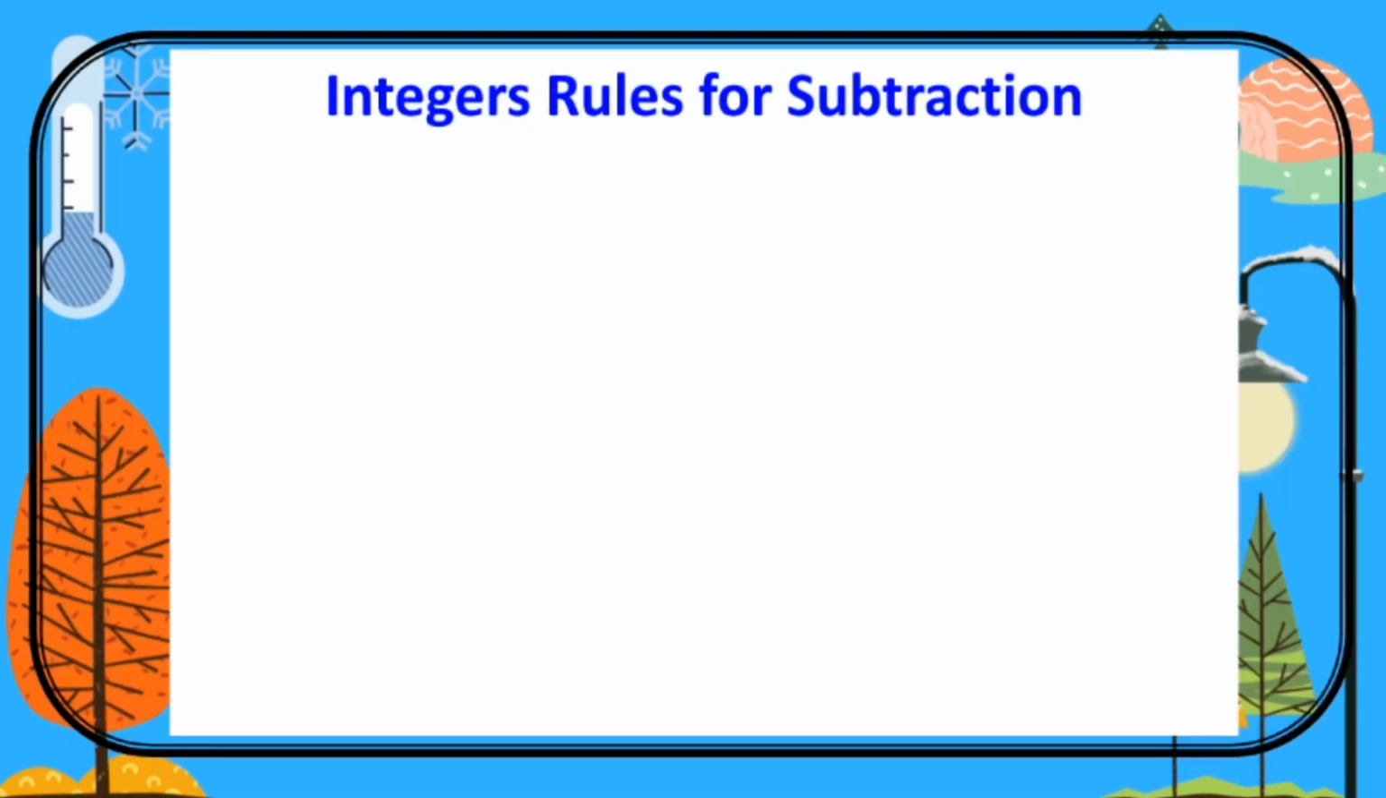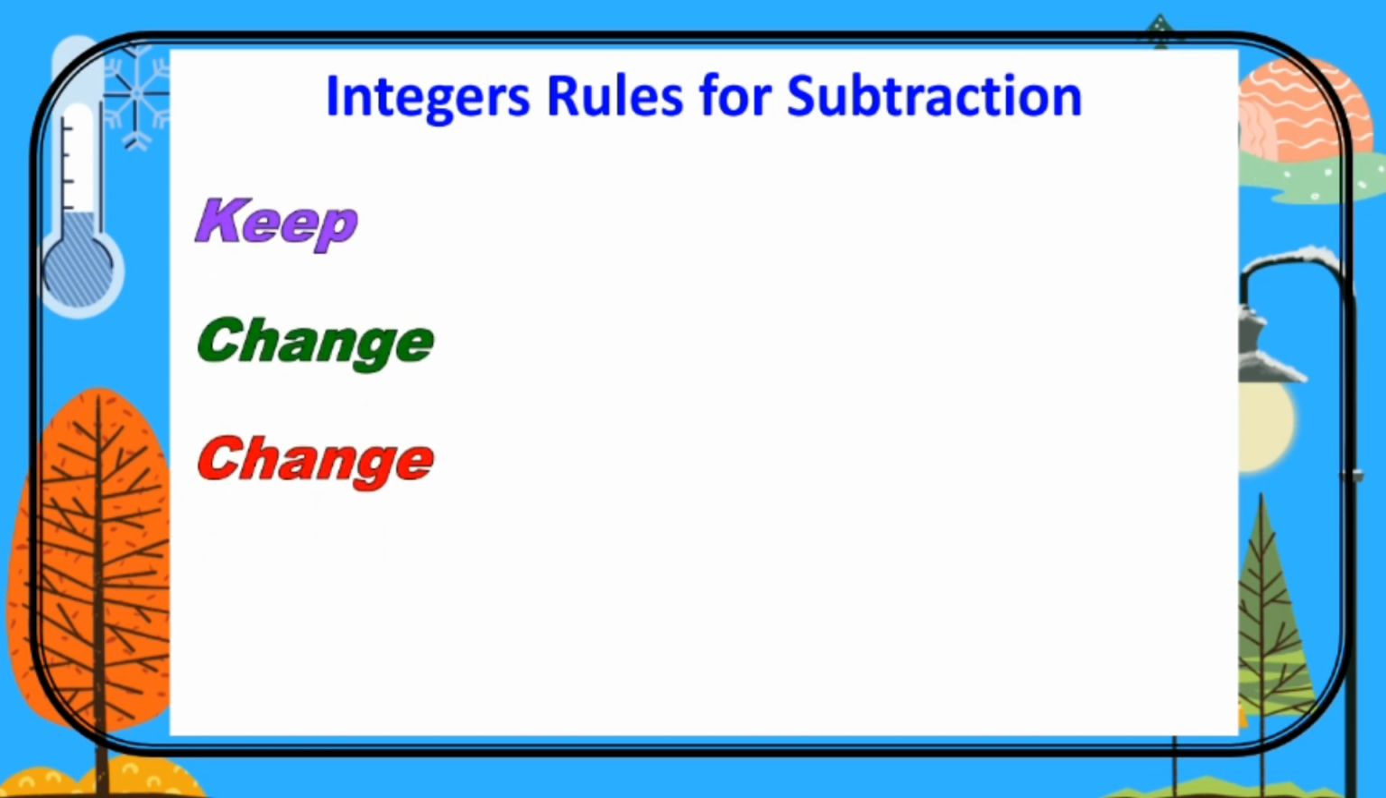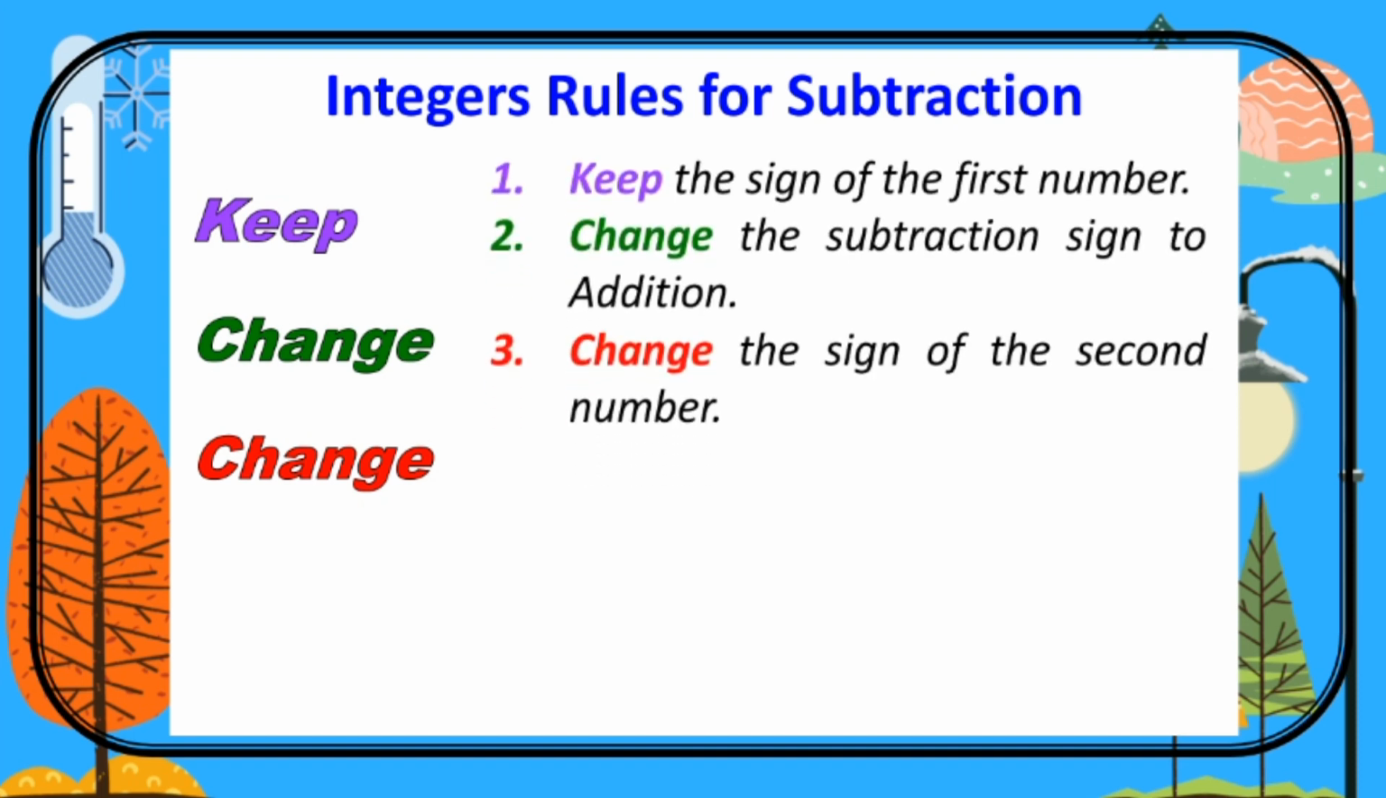Integers rules for subtraction. We have keep, change, change. So, dito, hindi na tayo gagamit ng models. So, tatandaan lang po natin itong keep, change, change. So, ano ang ibig sabihin nito? Number 1, keep the sign of the first number. Tandaan na ang first number natin ay ang minuin. So, pag sinabing keep, hindi na po natin papalitan.